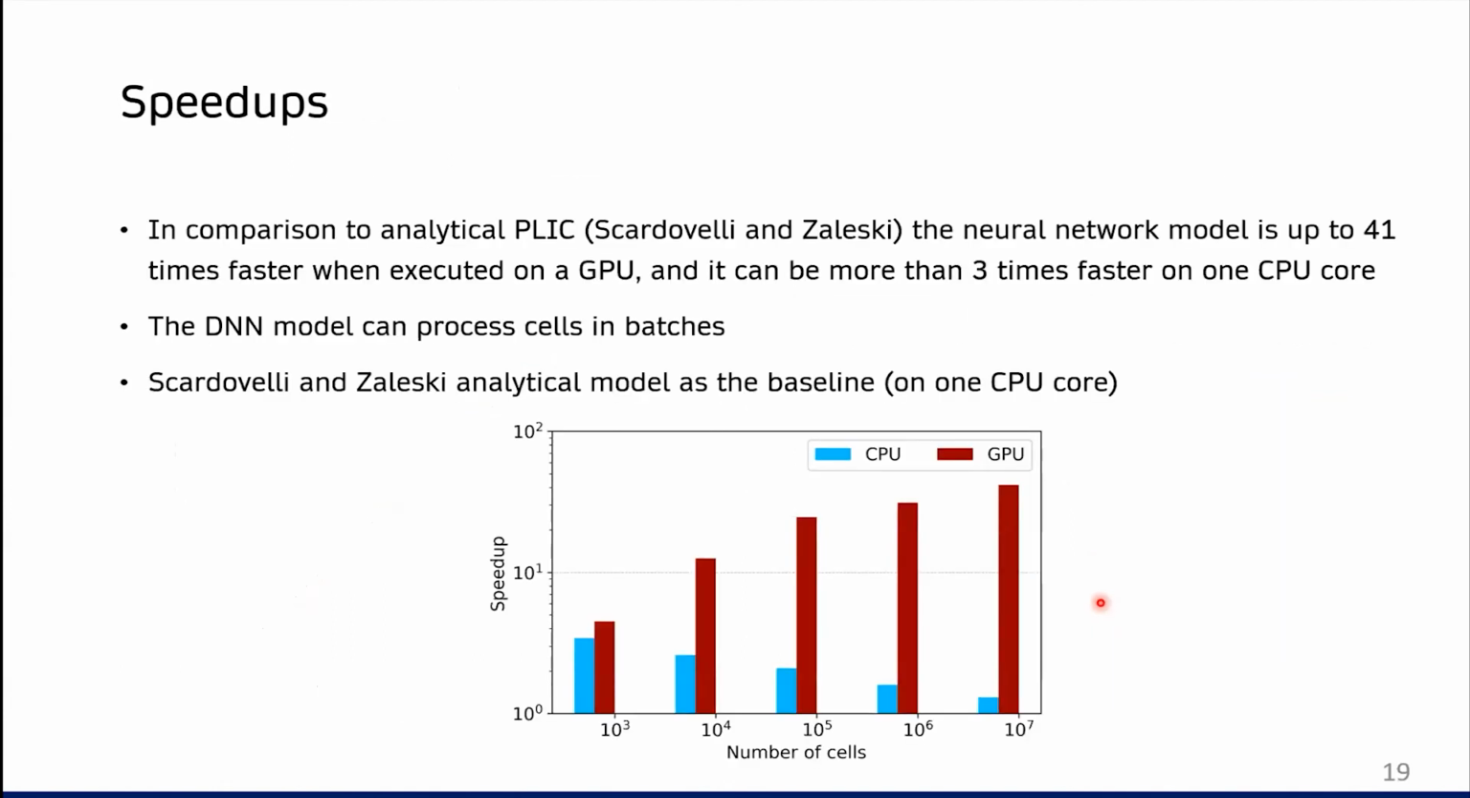One benefit that you can imagine we would have here is the speedup, the gain that we get. We compare it to an analytical technique, which is a very fast technique that is often used in the literature. Since we're using a neural network, we can parallelize it on CPU and GPU. But we didn't have a GPU implementation of the analytical solution, so we used the analytical PELIC on one CPU core as our baseline, and using that baseline, the neural network could be up to 41 times faster on GPU, and 3 times faster on one CPU core.